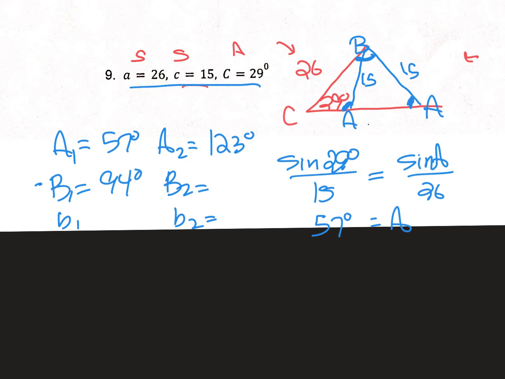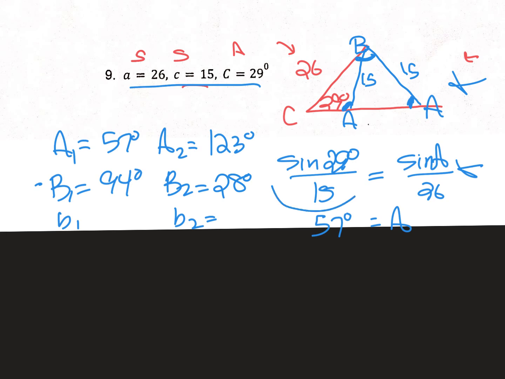So I'm doing 180 minus 29 minus 123. I messed up. 180 minus 29 minus 123, and I'm getting 28 degrees. So there's B. So I've gotten 4 answers and only done really one trig thing. So the key has been the picture and knowing that there's 2 answers. So that leaves me with B1 and B2.